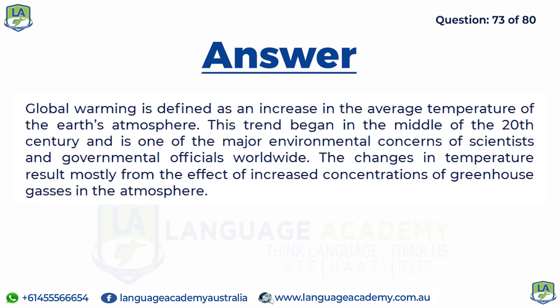Global warming is denoted as an increase in the average temperature of the Earth's atmosphere. This trend began in the middle of the 20th century, and is one of the major environmental concerns of scientists and governmental officials worldwide. The changes in temperature result mostly from the effect of increased concentrations of greenhouse gases in the atmosphere.